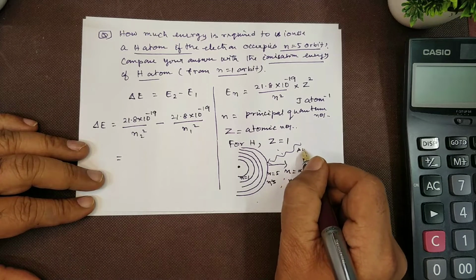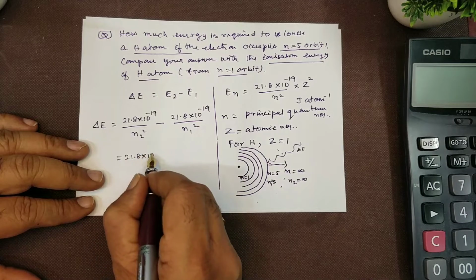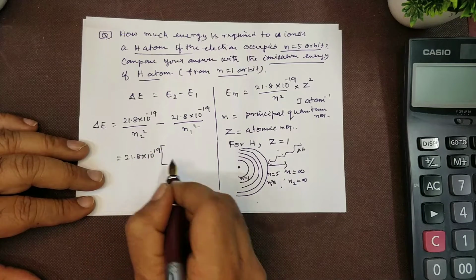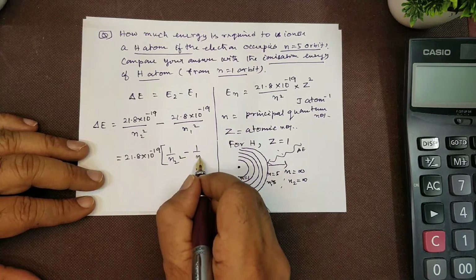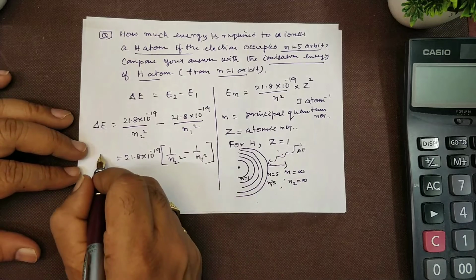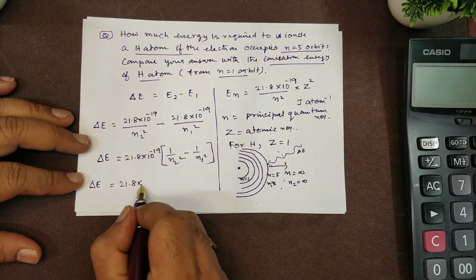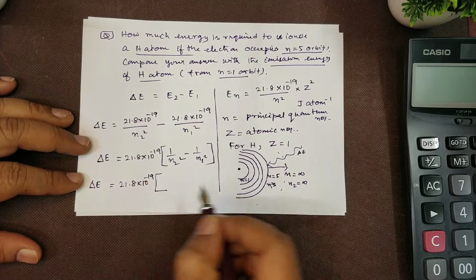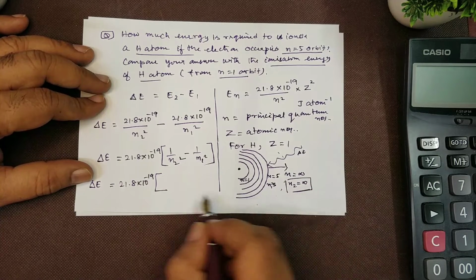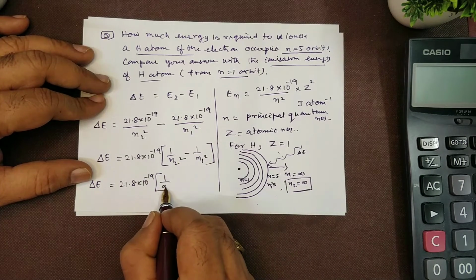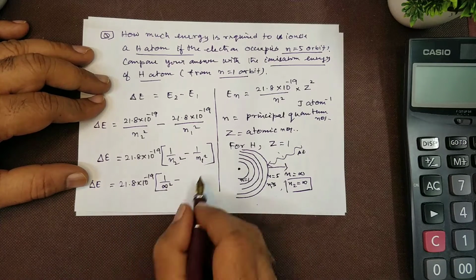This is delta E. So that's what we are calculating, and 21.8 into 10 power minus 19 is a constant. We can take it outside the bracket. Now this is 1 by n2 squared, correct, minus 1 by n1 squared. Are you able to follow? So this is delta E. So delta E is equal to 21.8 into 10 power minus 19, and n2, listen to me carefully, as I already mentioned, is infinity. So 1 by infinity squared means 0, is it not? Minus 1 by n1 squared.